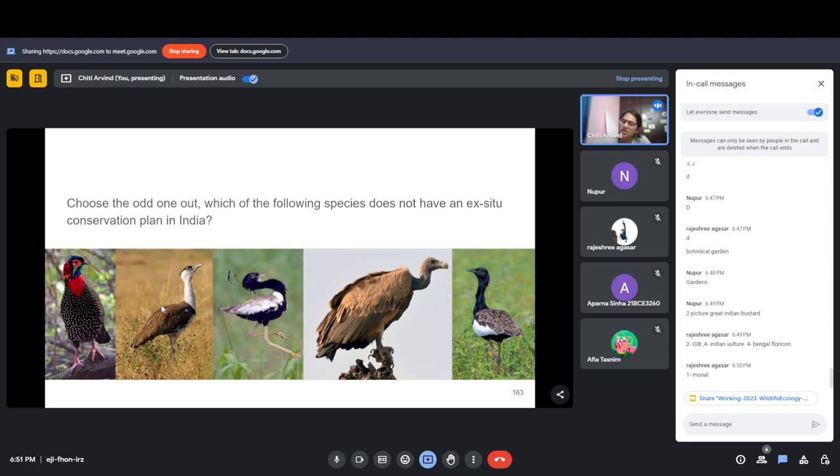So, any idea? Most of them have captive breeding programs in the country. Which of them does not have a captive breeding program yet? Any ideas? So most of these species that are mentioned out here are threatened, critically endangered, etc. They are hardly seen in the wild.